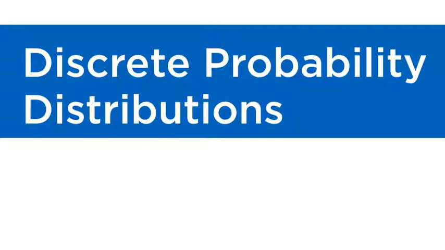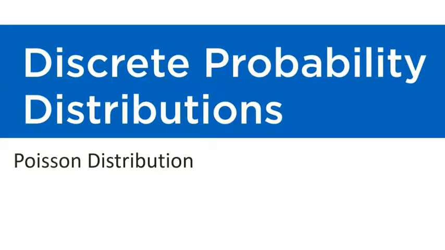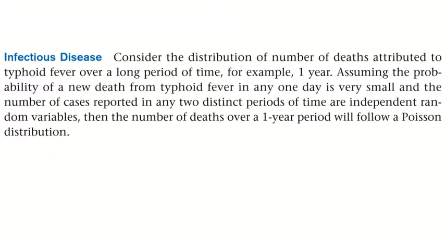So the Poisson probability distribution is another discrete probability distribution that shares many similarities with that of the binomial probability distribution. Let's look at these examples on Poisson distribution.